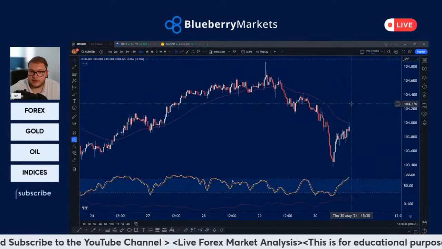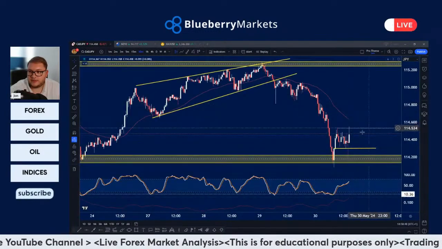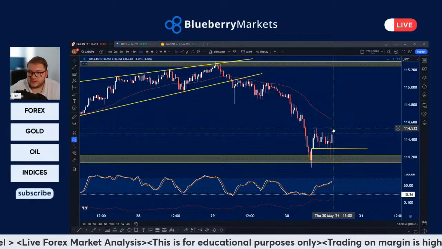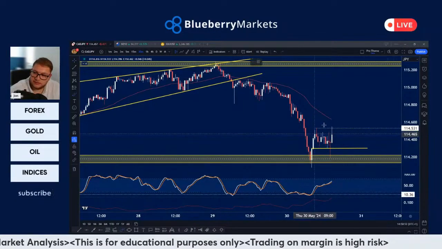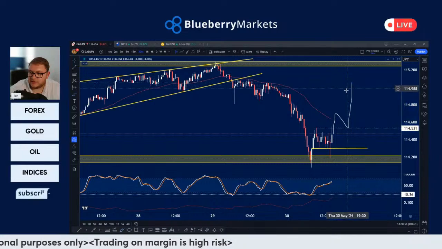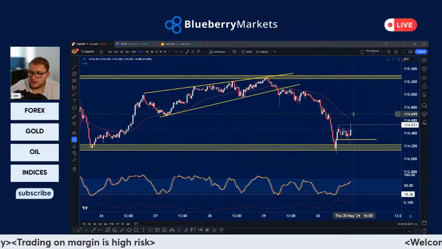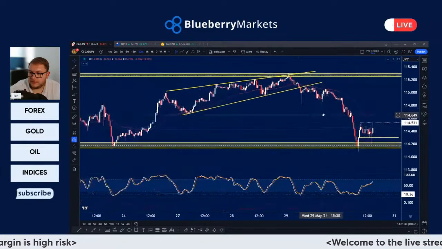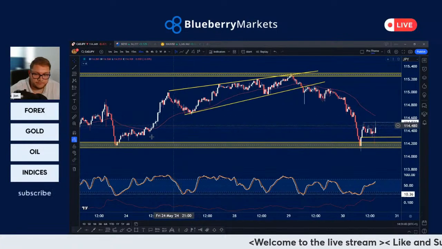Let's have a little look at CAD yen. And we'll end it. So look, we tried to attack that high. Price hasn't breached it with a close yet. But if we do get above it, I think that's definitely a play that I want to be eyeing up on CAD yen. So keep an eye on that one.